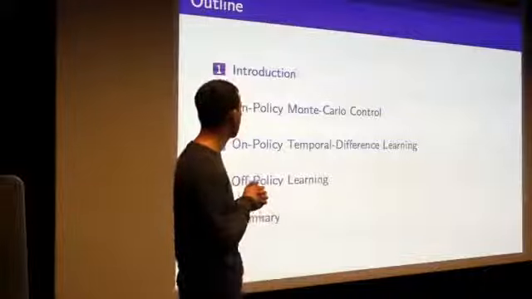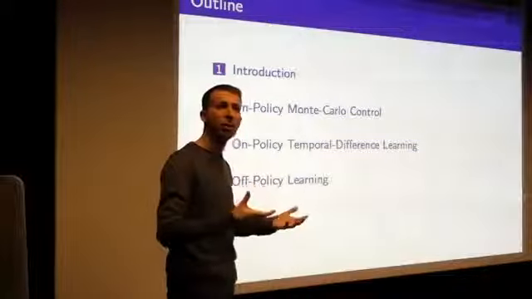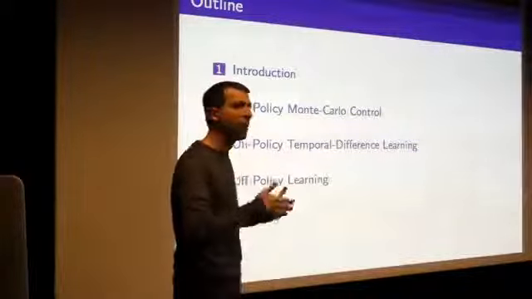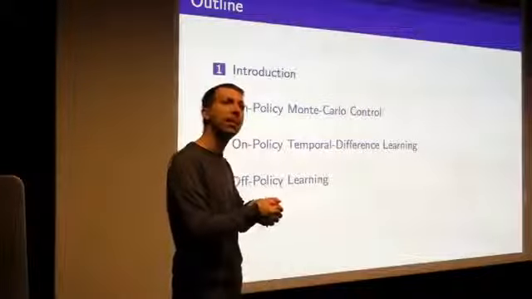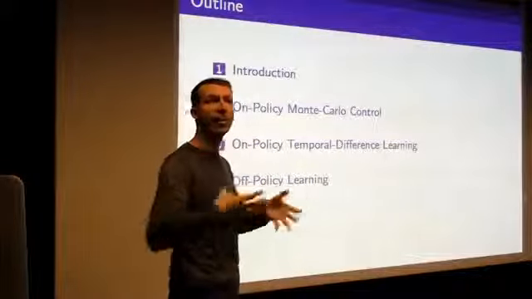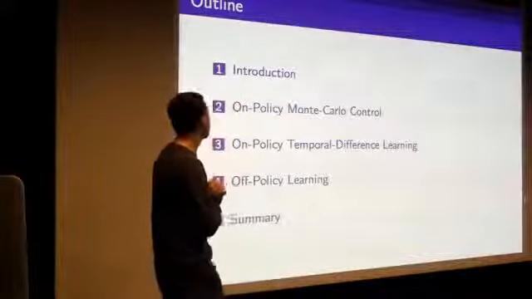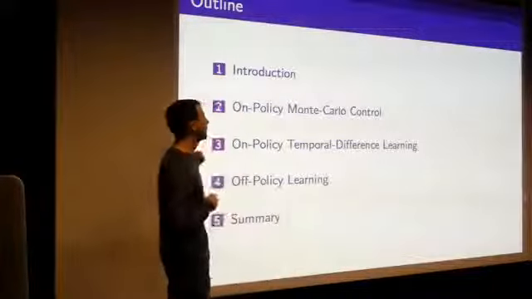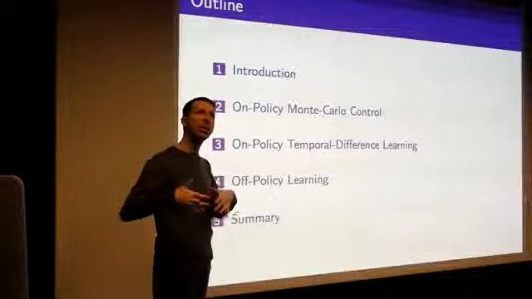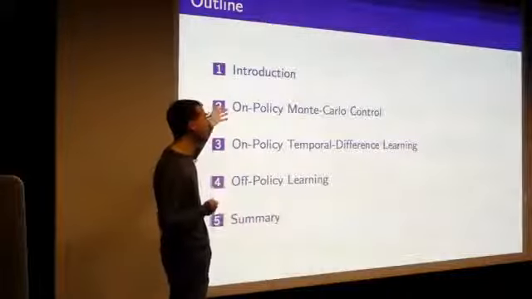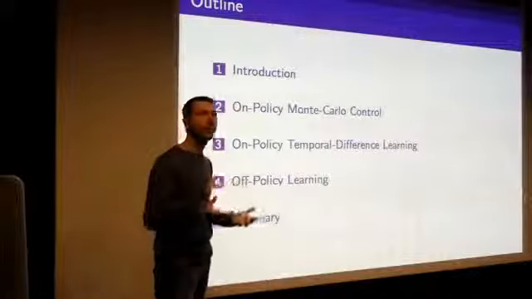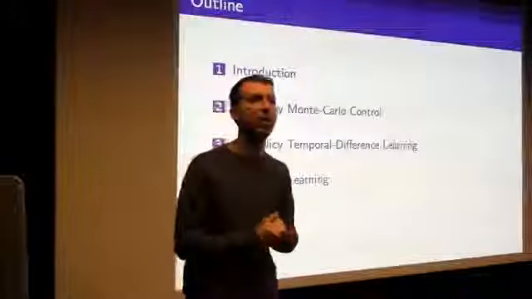Essentially, on policy means learning on the job, whilst you're following the behavior that you're learning about, and off policy means learning whilst following someone else's behavior. And so we'll start with on policy, which is a simpler case. And again, just like last lecture, we're going to follow the format of starting with Monte Carlo control before we move on to temporal difference learning to get more efficient, lower variance techniques.